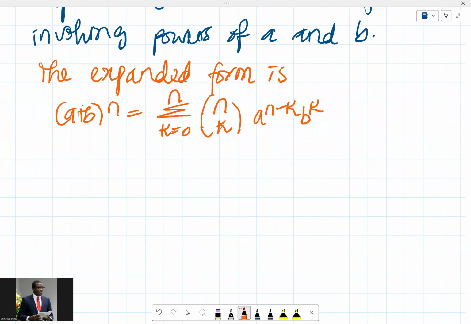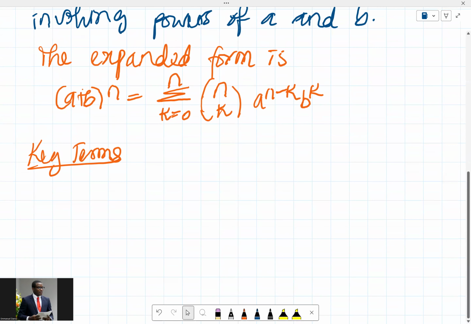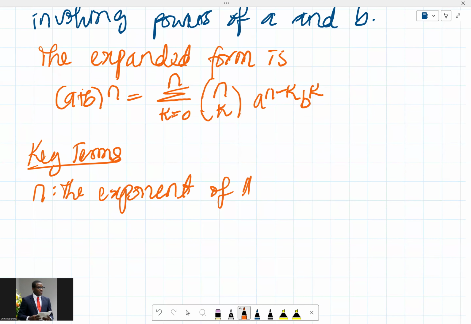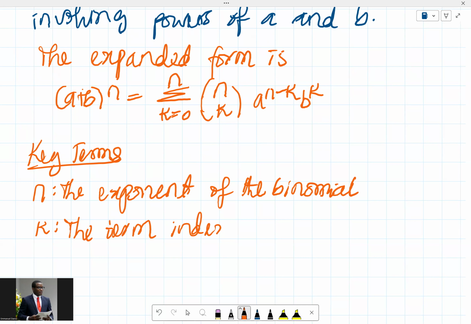So now, what are the key terms here? The key terms in that expression are as follows. First of all, you have n. n is the exponent of the binomial, that's the power. Then we have k. Of course, you already know a and b are the two terms. So k is the term index. It is k that tells you whether you are dealing with the first term, second term, and so on. The term index starts from zero.